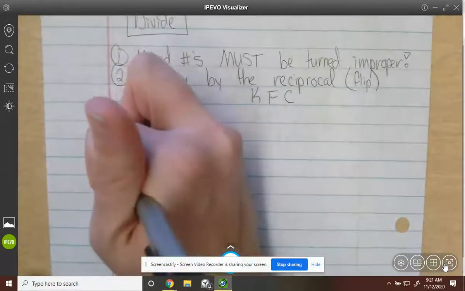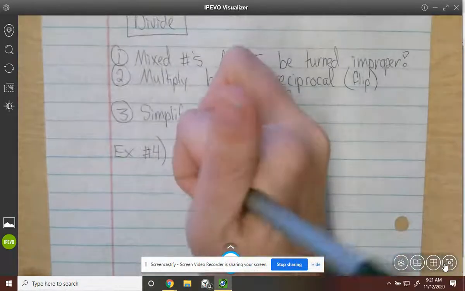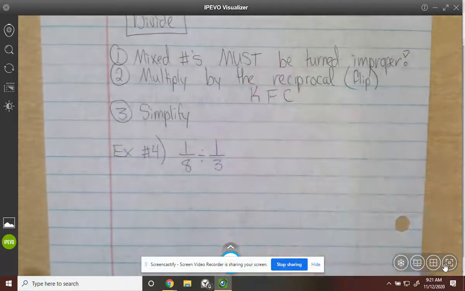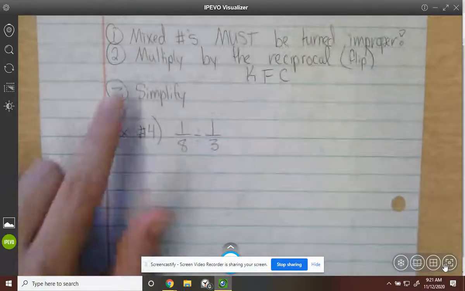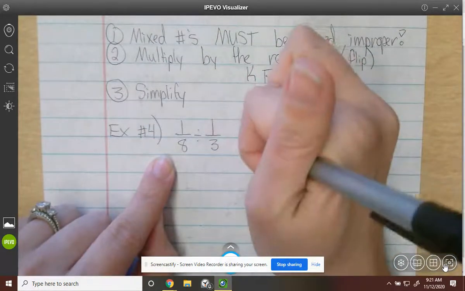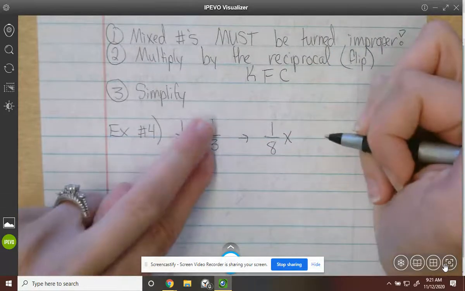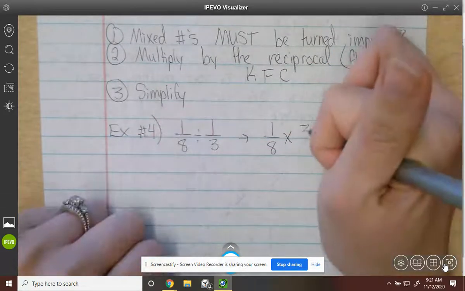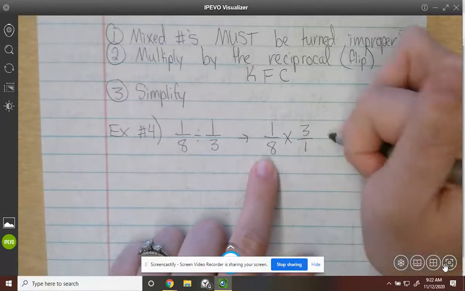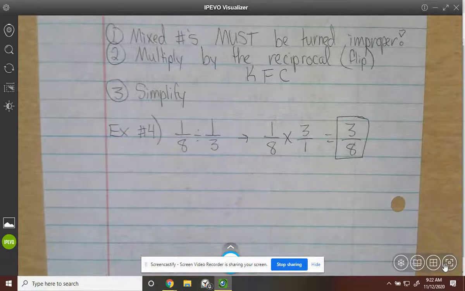So we got example number 4. We got 1/8 divided by 1/3. So I've got to multiply by the reciprocal. So multiply 1/8, changing my sign to multiply. Reciprocal, flipping that to make it 3/1. Now I just do all of my steps for multiplying. So it'd just be 3/8. Done.